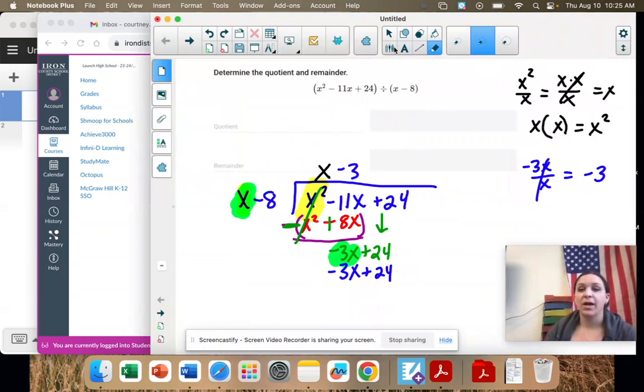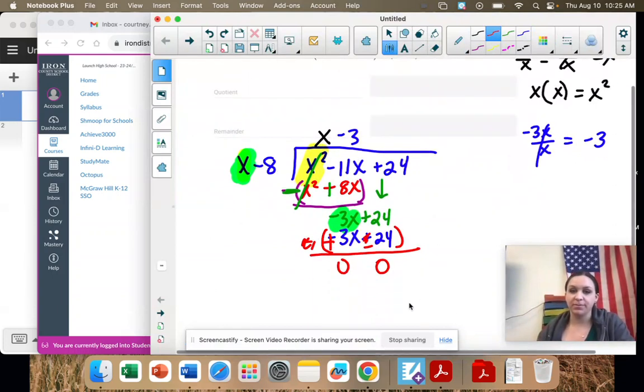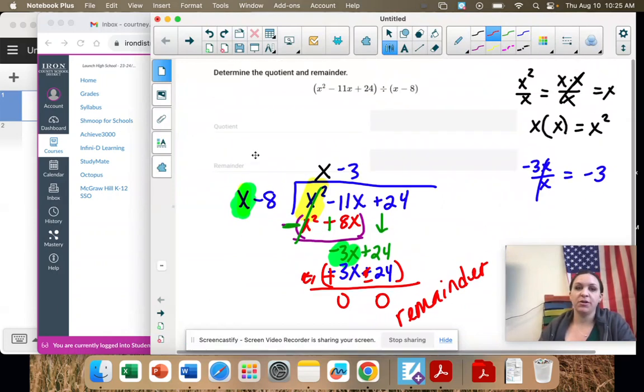And this is why when you subtract them, the signs change. So this is going to become positive, and that's going to become negative. And when you add them together, you get zeros, which is your remainder. So on this one, our remainder is 0, and our quotient is x minus 3.